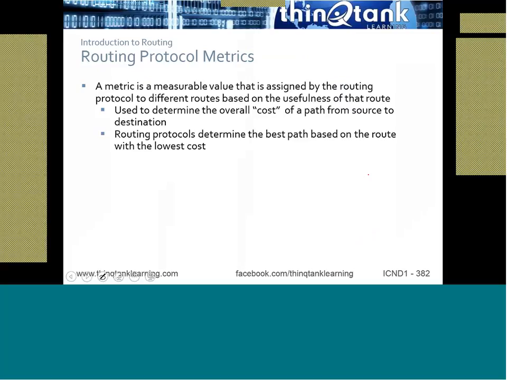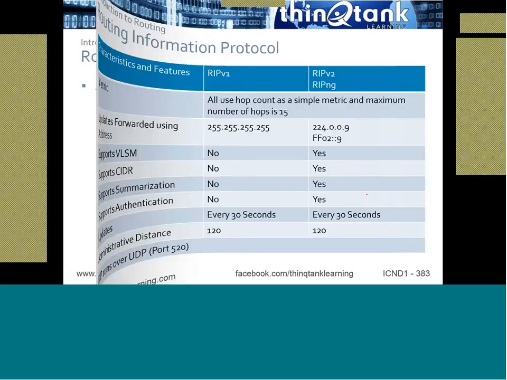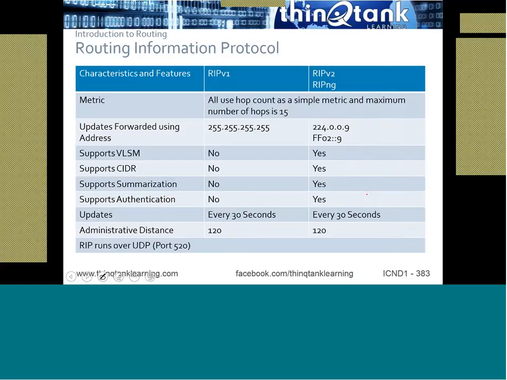Oftentimes, we'll just simply call this path cost. I don't generally like to use the term cost because the specific metric name for OSPF is cost, but path cost is one of those values. And we've already talked quite a bit in detail about this concept of path cost and how that's associated to different algorithms. All right? So let's break down each of the protocols that we're going to be going through over the next few chapters, talk about some of the characteristics of these protocols.